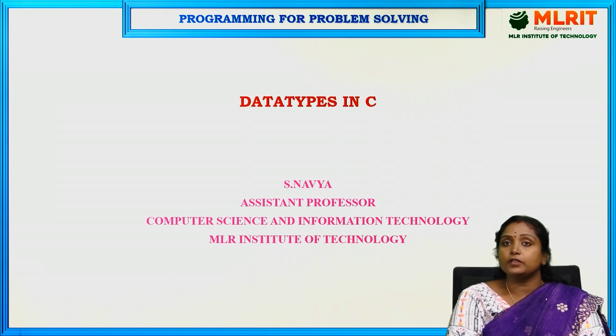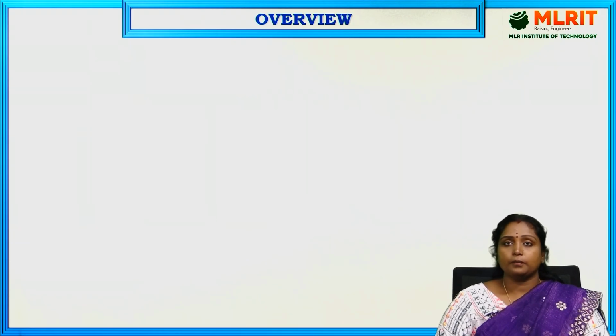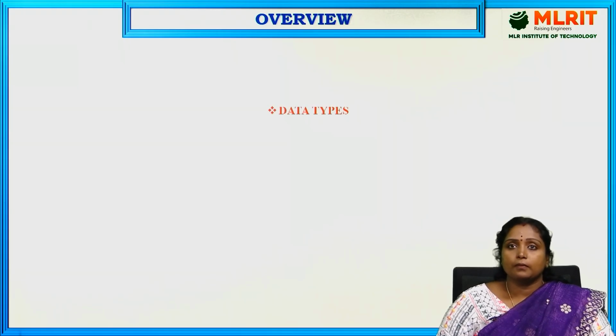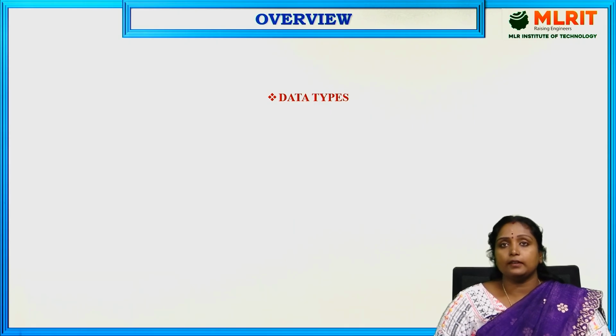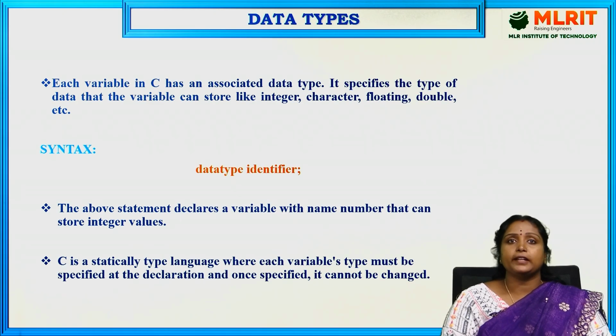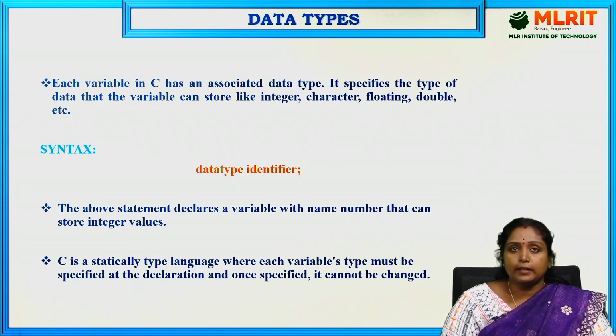In this session, we are going to discuss what the data types in C language are. C consists of a rich set of data types. Here we will see first what a data type is and what types of data types are inbuilt in C. Coming to the data types, what is meant by data types?